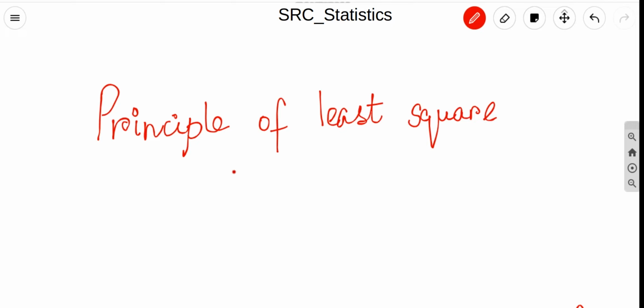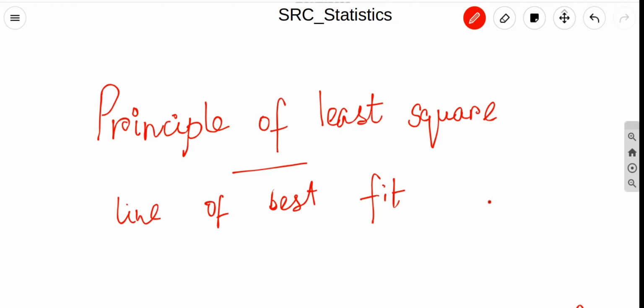Today we shall understand the principle of least square. In my earlier videos I have already explained scatter plot and regression line, and with the help of an example I have shown you, if data is given of two variables x and y, how to find the line of regression. Today we shall understand the principle of least square to find the line of best fit. As the name suggests, the line of best fit means the line which fits the data in the best possible way.